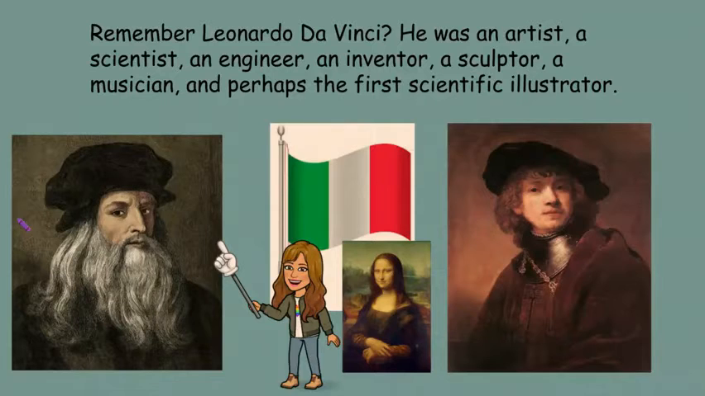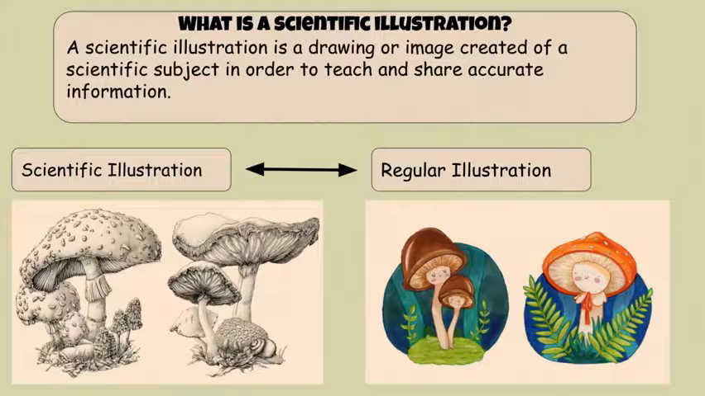What is scientific illustration? Remember Leonardo da Vinci? He was an artist, a scientist, an engineer, an inventor, a sculptor, a musician, and perhaps the first scientific illustrator. What is a scientific illustration? A scientific illustration is a drawing or image created of a scientific subject in order to teach and share accurate information.